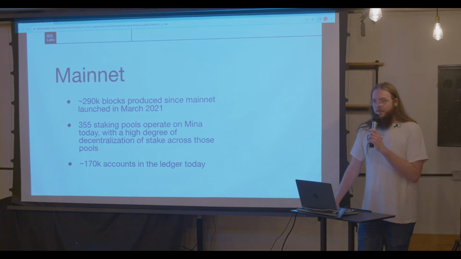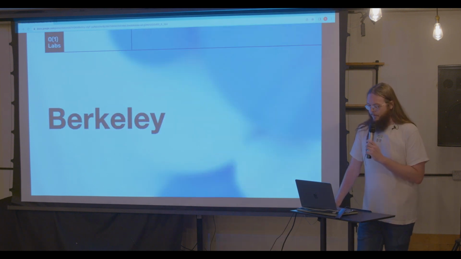So where are we today? We launched Mina back in March 2021. And since then, we've had about 290,000 blocks produced in the network. But you don't need all those blocks. Those are just the historical blocks. And about 355 staking pools operate on Mina today with a high degree of decentralization across all those staking pools. And there's about 170,000 accounts in the ledger today.